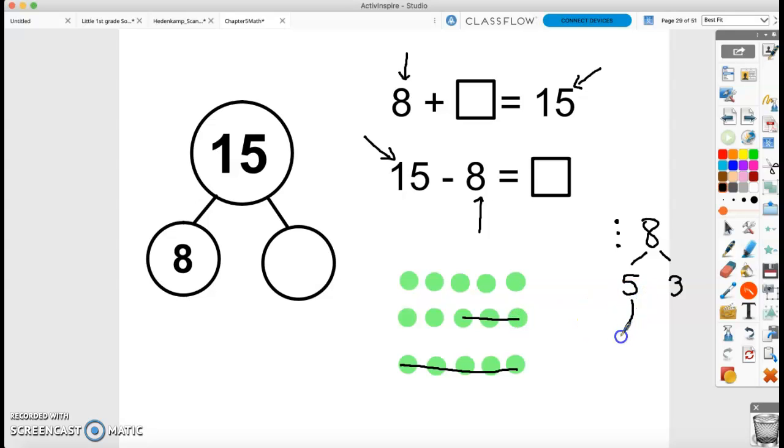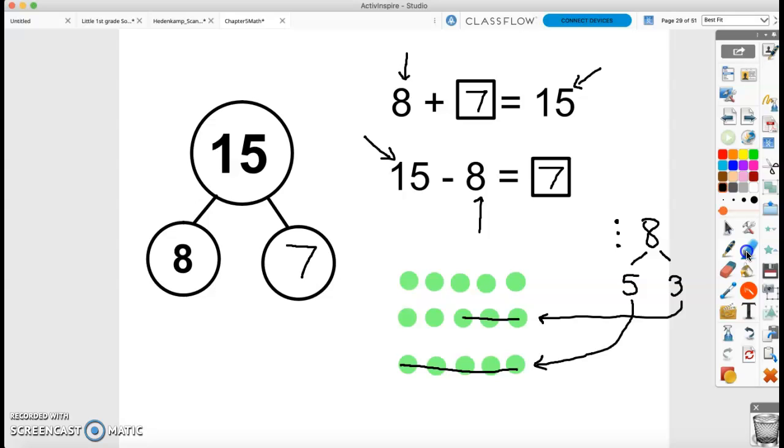So I took 5 right here, and I took 3 away right here, but it's 8 altogether, so there's my 8 that I took away. So when I look at my ones that are left, I have 5, 6, 7. So I know 7 is the other number in my number bond, so my related fact is 8 plus 7 equals 15, and 15 minus 8 equals 7.